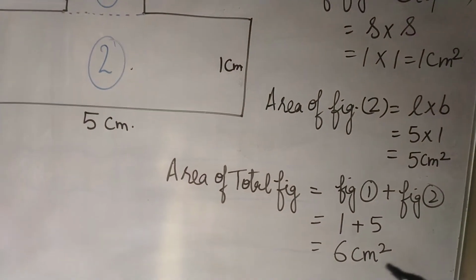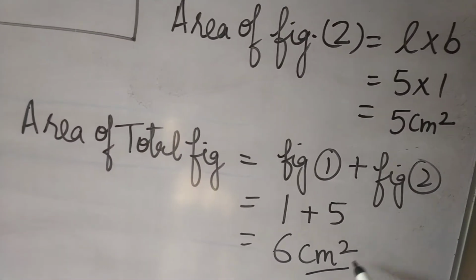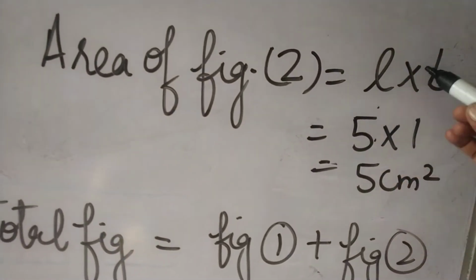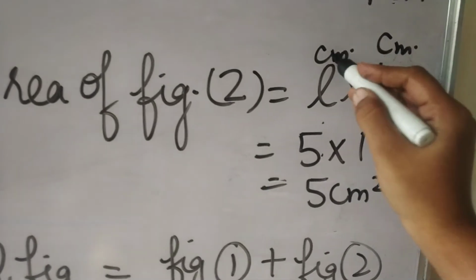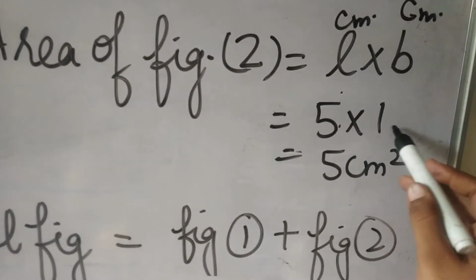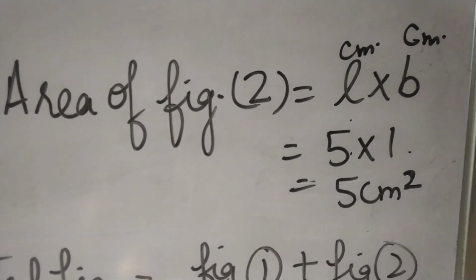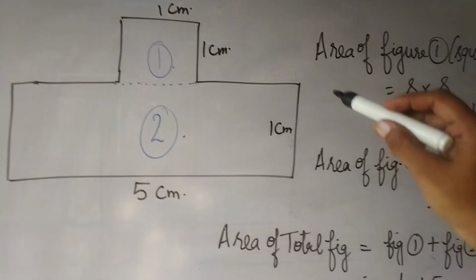Yes, children, one thing more important, how this centimeter square comes, right? See, this is 5 centimeter. So length is in centimeter, breadth is in centimeter. We are multiplying both the quantities, so it will come 2 times. That's why we are writing over here centimeter square. Okay, children? So here, for this figure, I have found the area.